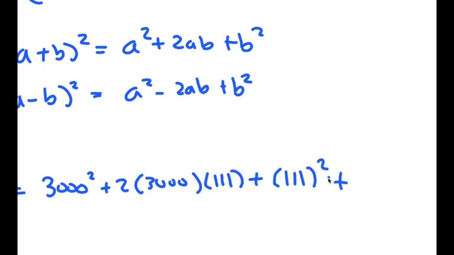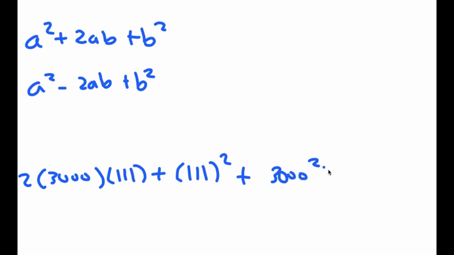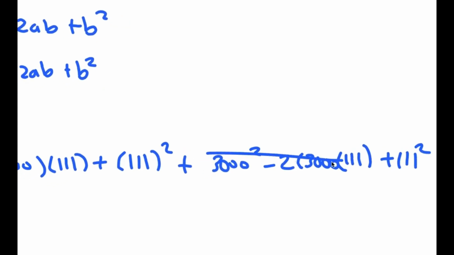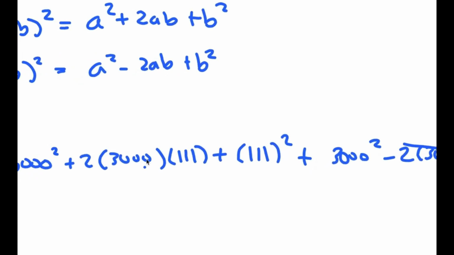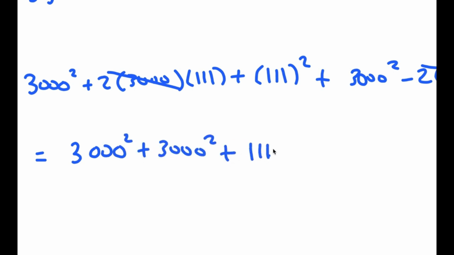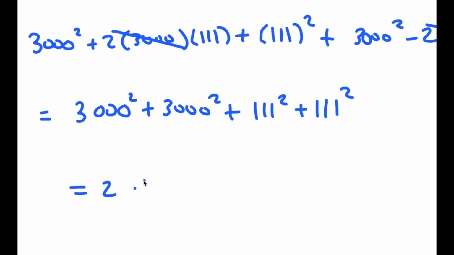And now I have this plus 3,000 squared minus 2 times 3,000 times 111 plus 111 squared. So these two, negative 2 times 3,000 times 111 and positive 2 times 3,000 times 111, cancel out. So I'm left with 3,000 squared plus 3,000 squared plus 111 squared plus 111 squared, which is the same thing as 2 times 3,000 squared plus 2 times 111 squared.